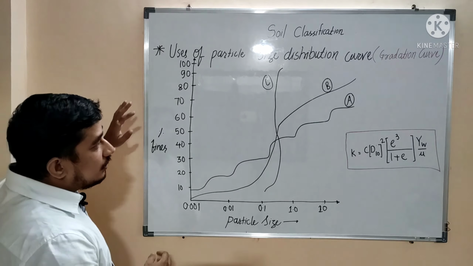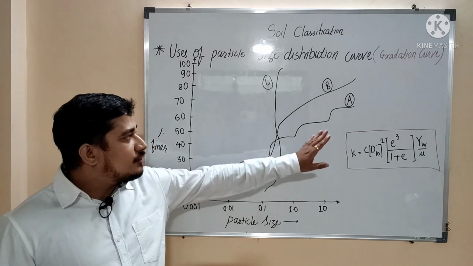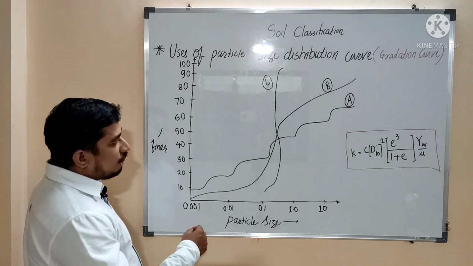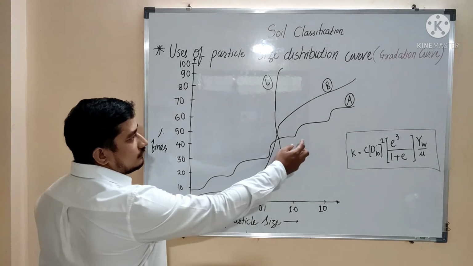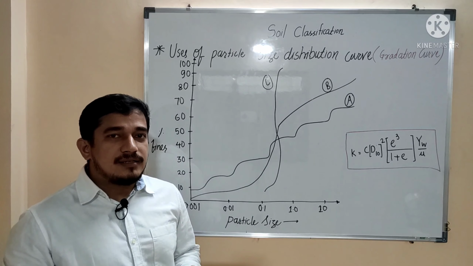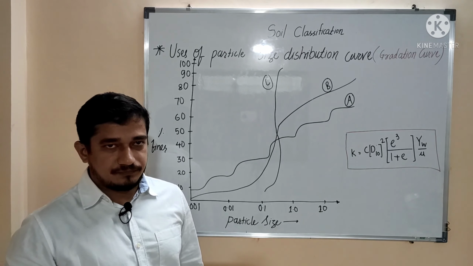Okay, so it indicates that the soil is well graded. It means that all the sizes of the soil particles are present within the soil mass. If you look at this particle size distribution curve A, you will see that there are a number of humps. This is the first hump, second, third, fourth, fifth, like this. These humps indicate that some of the particle sizes are absent within the soil mass.